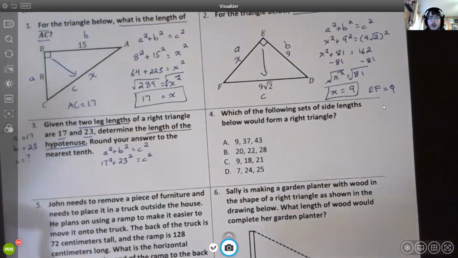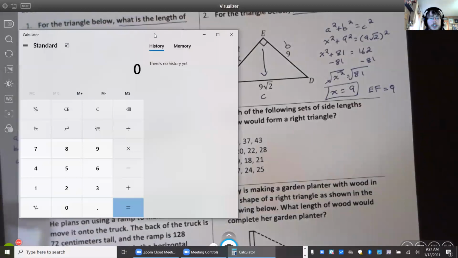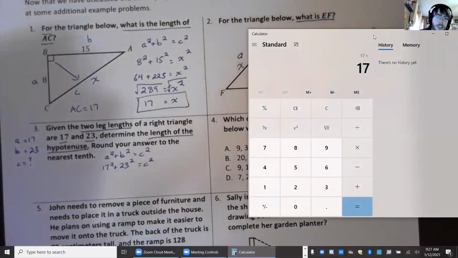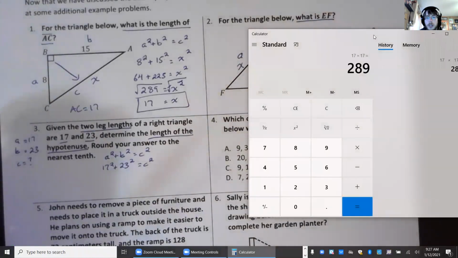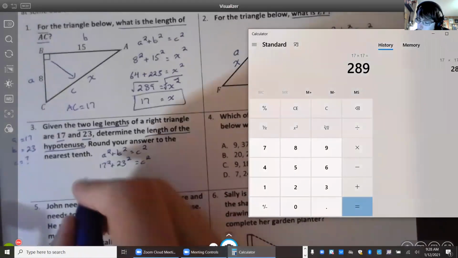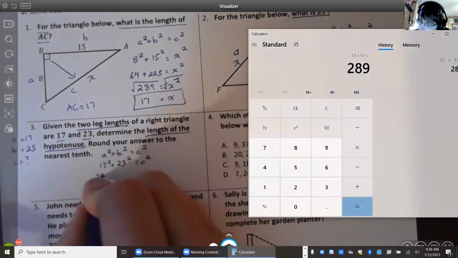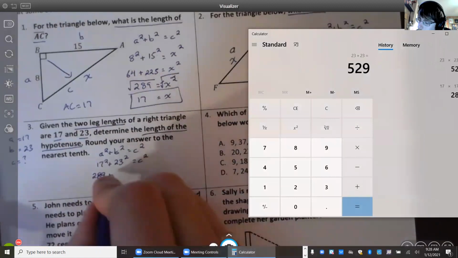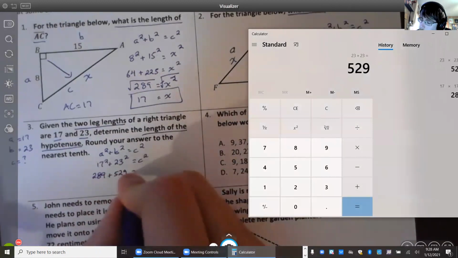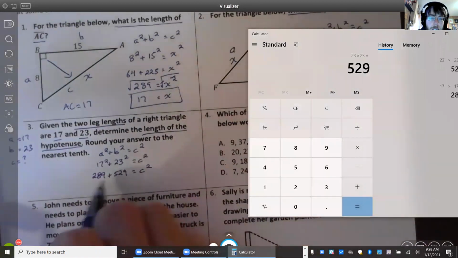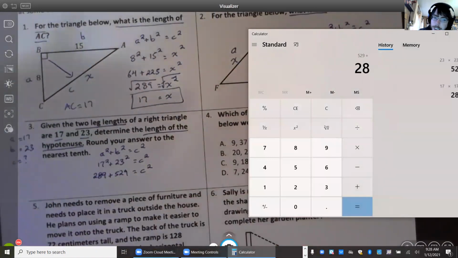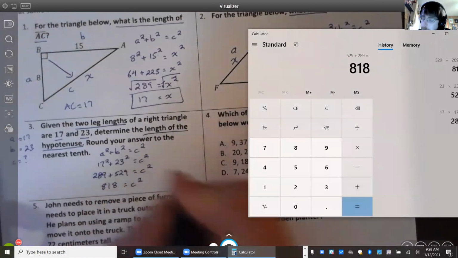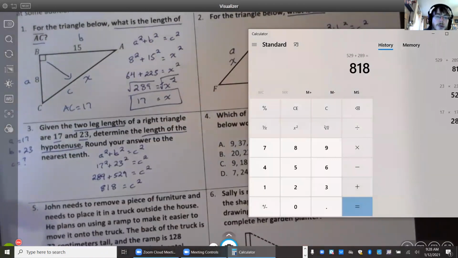Let me pull up my calculator here. I'm just using the basic one. I don't need much more than that. You can use Desmos if you want. So 17 squared will give us 289. 23 squared will give us 529 equals C squared. On the left side, we need to combine 289 and 529, which is 818, is equal to C squared.